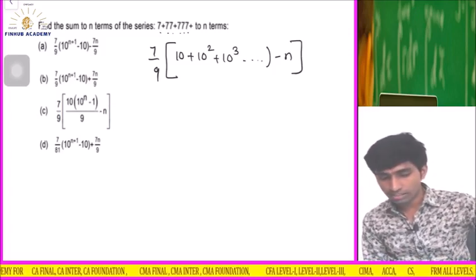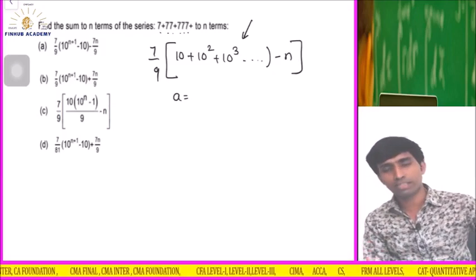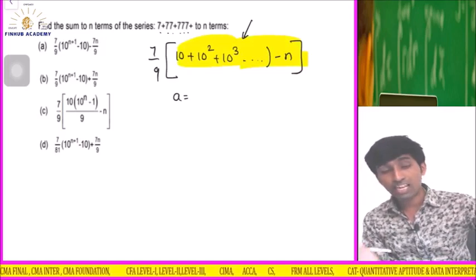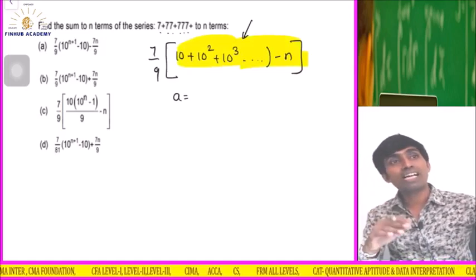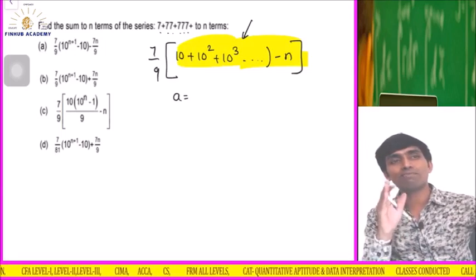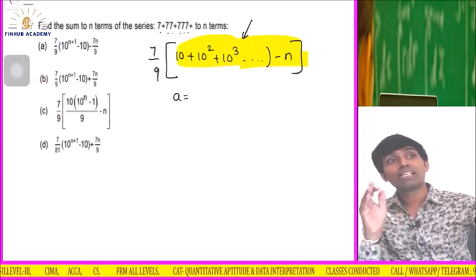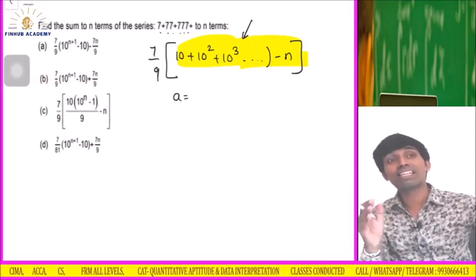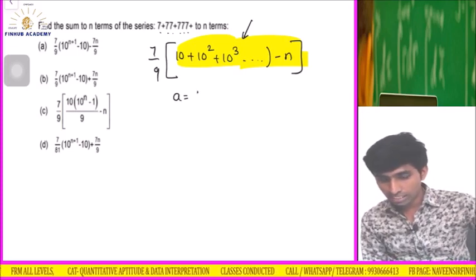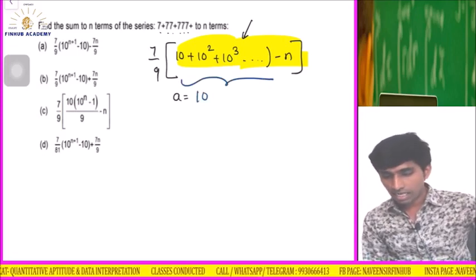Let us solve this. All this we have solved in the class. I said that this part will always be common. And outside, because it is 7 and 7 is recurring, it is 7 by 9. If you remember we have done one somewhere, 4 plus 44 plus 444 like this. There we took 4 by 9, here I am getting 7 by 9. So a is how much? I am talking about this series. a is equal to 10, and then r is equal to 10.